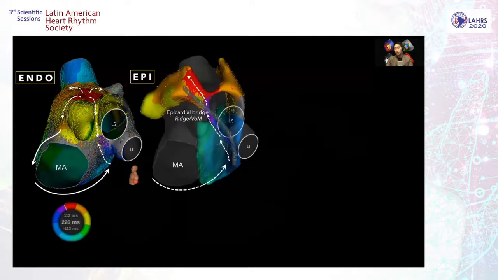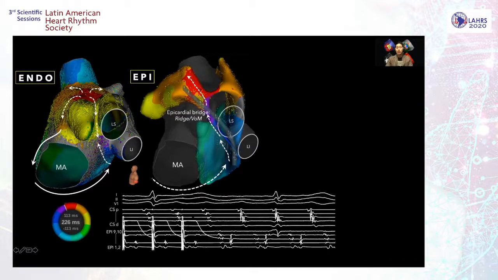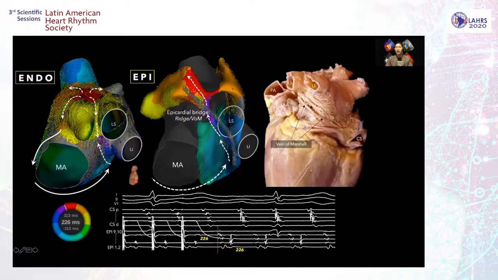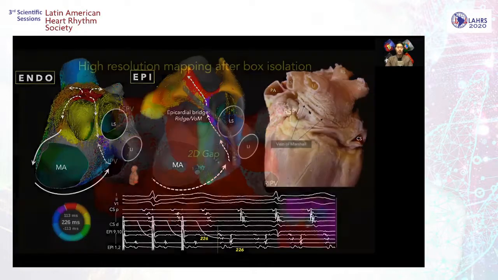And when we do epicardial access, we put a decapolar catheter in the epicardial ridge. And what you see here overlying the vein of Marshall is the continuous activation pattern. And here we actually do entrainment from that epicardial catheter, and we show perfect entrainment from the epicardium in this region. And this again highlights that this area is a perfect area to create three-dimensional bridging.